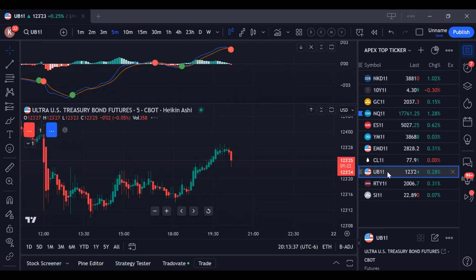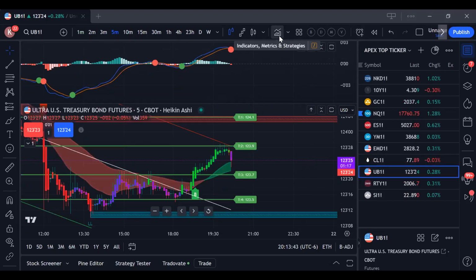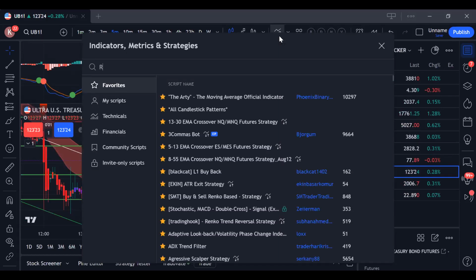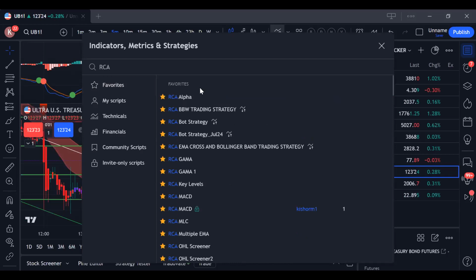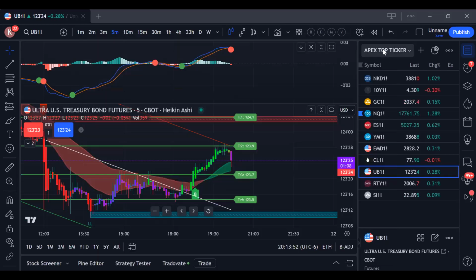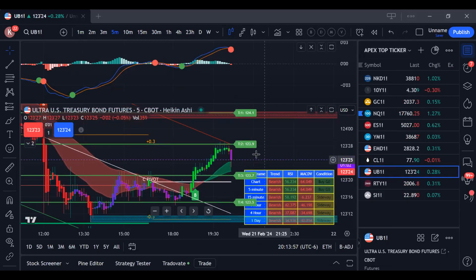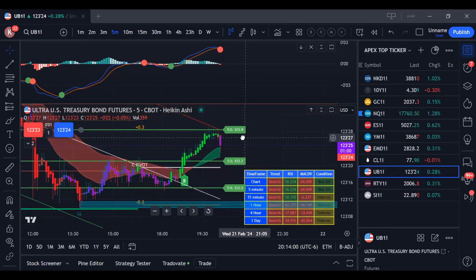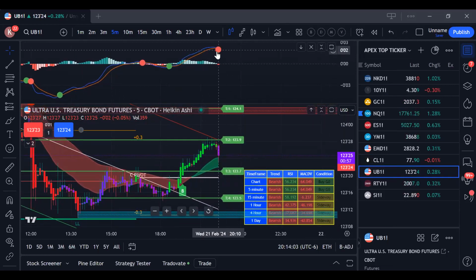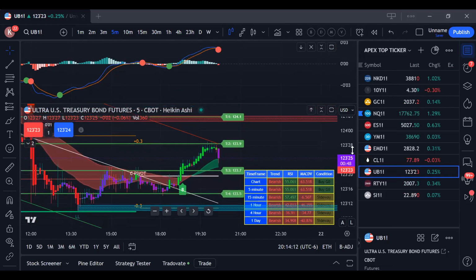Let us look into UB. Okay, now you tell me what we should do with UB. We got a sell signal here. If it is green, that means buy. If it is orange, that is a sell. Do you think we should short now, or we should go long, or we should wait?